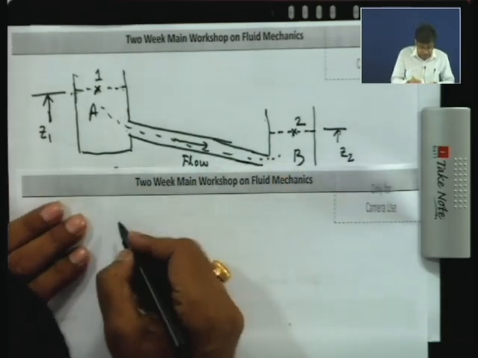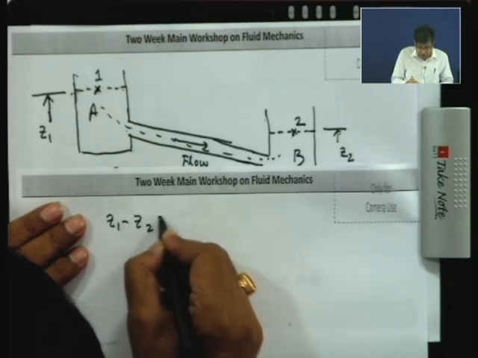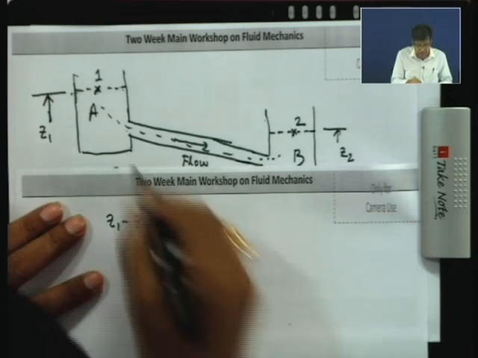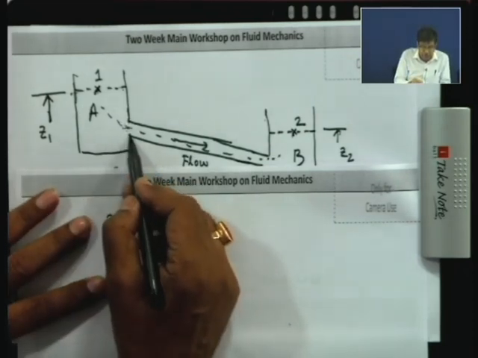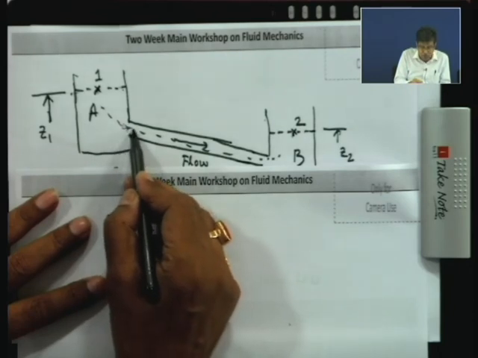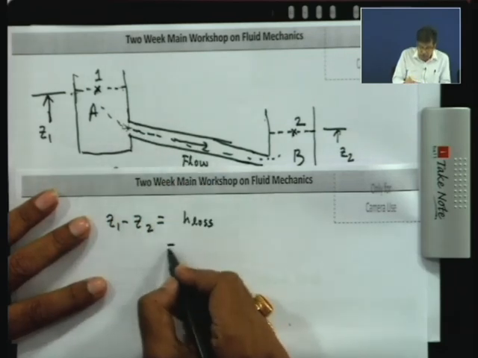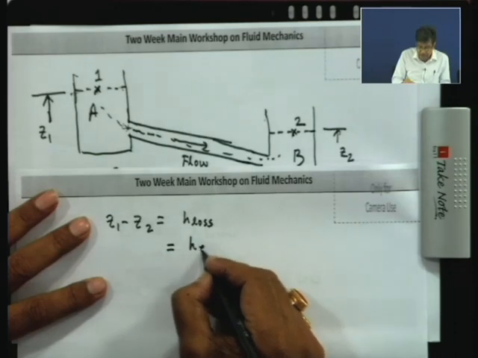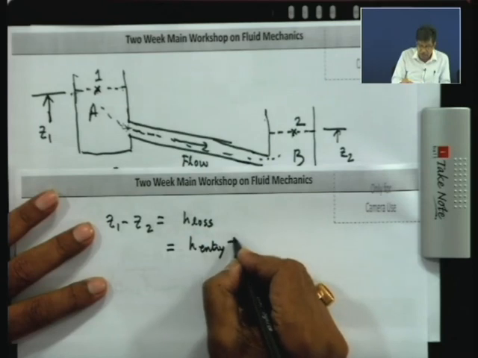Now, if I write Z1 minus Z2, it is the head loss. What are the losses? You try to find out. First, when the fluid comes from this big tank to this small pipe, there is a loss of energy, and this loss is known as entry loss, H entry. That means head loss, energy loss per unit weight, is the entry loss.